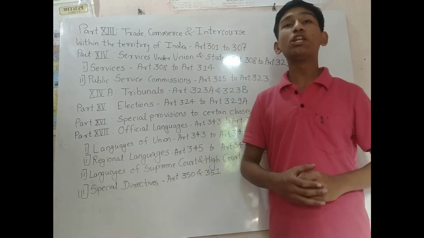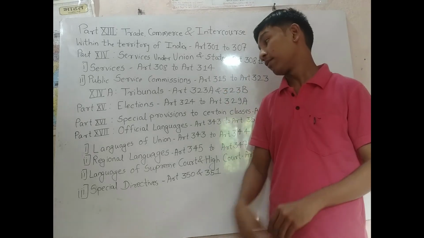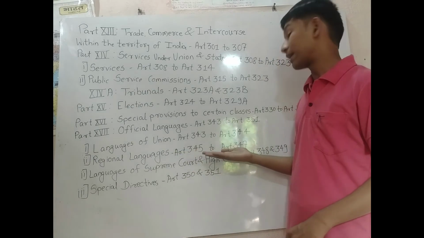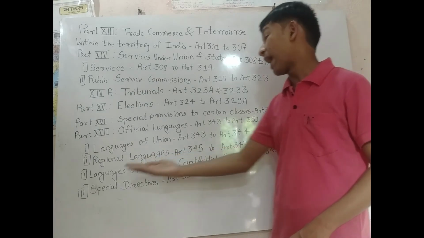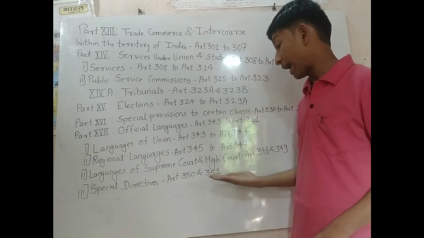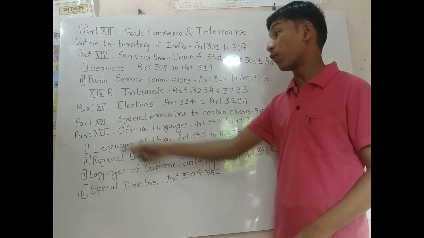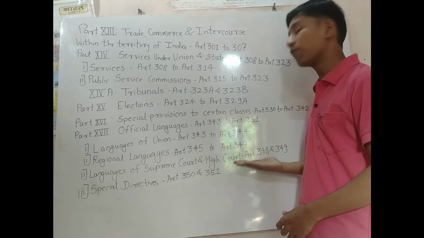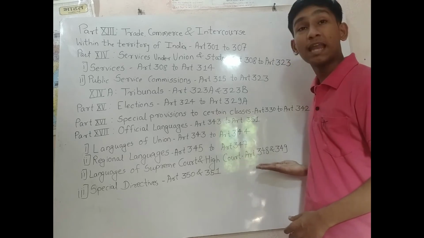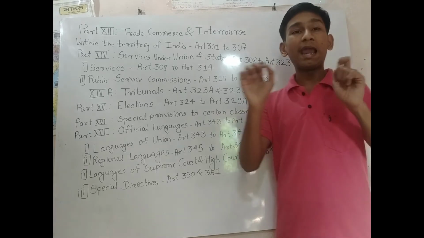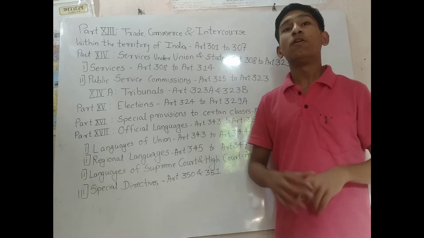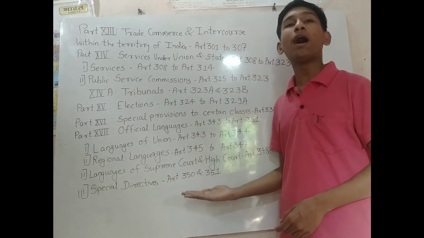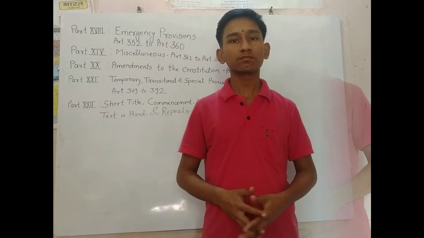Next, talking about the regional languages in any state. The regional languages lie under Article 345 to Article 347, and the languages of the Supreme Court and High Court under the chapter 3rd of the Part 17th come under Article 348 and Article 349 of the Indian Constitution. And lastly, the special directives for all the languages are given in Article 350 to Article 351.